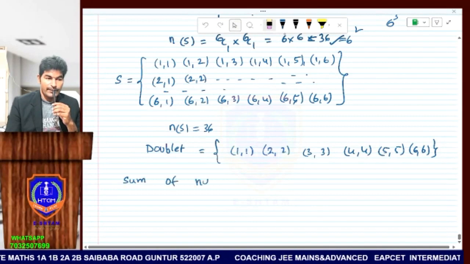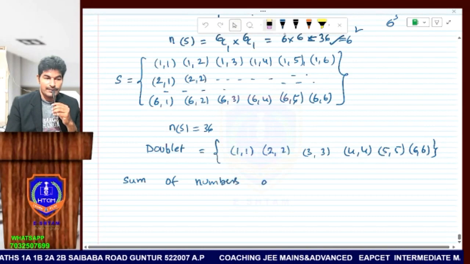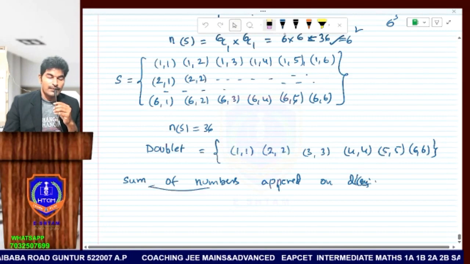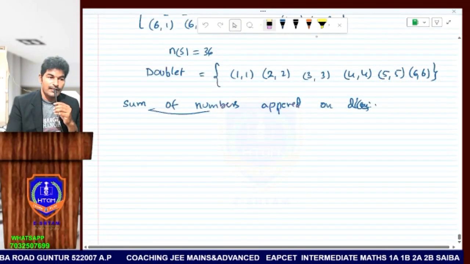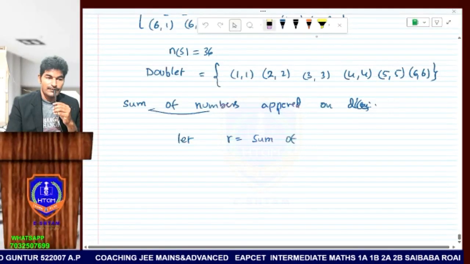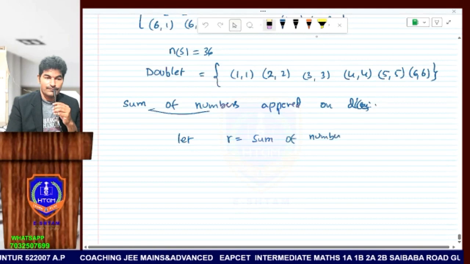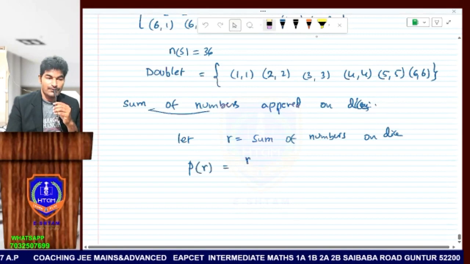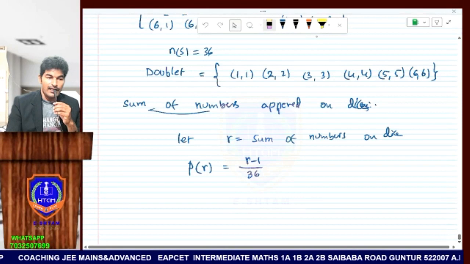Now, one more question he can ask is the sum of the numbers appeared on dice. Let R indicate the sum. Let R be equal to the sum of numbers on dice, then the probability of R, you can use these formulas: R minus 1 by 36.